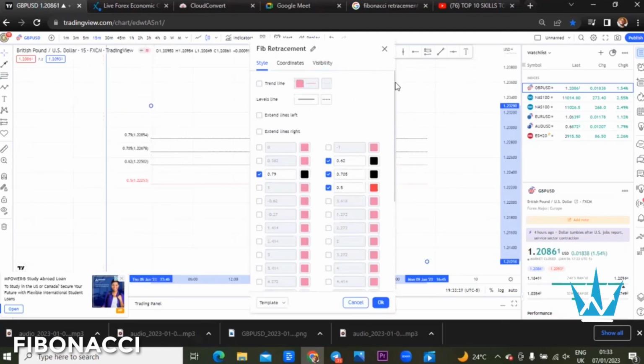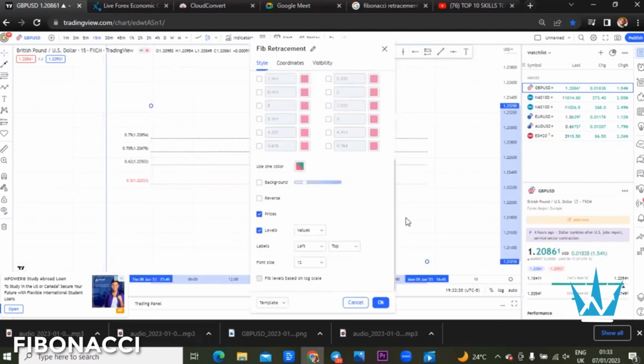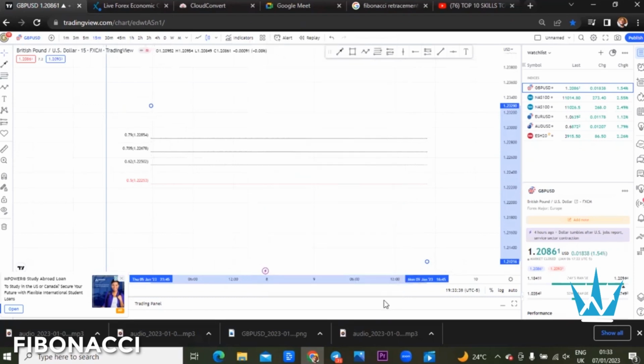Do a screenshot, and then do another screenshot. I just slide it down. Okay.